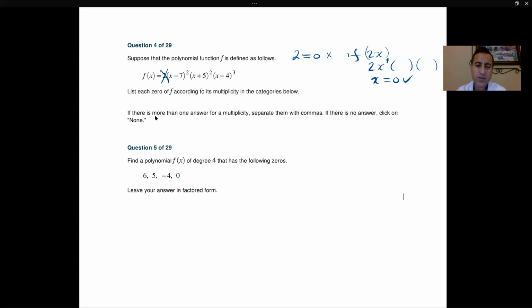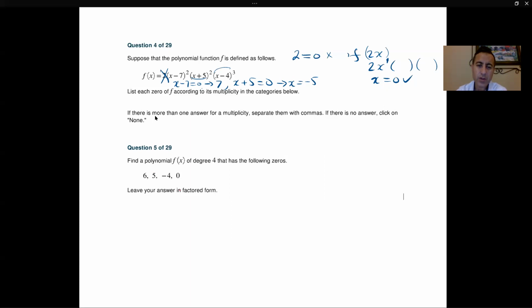For x minus 7, x minus 7 equals 0 will give us 7. x plus 5 equals 0, this one here, x equals negative 5.